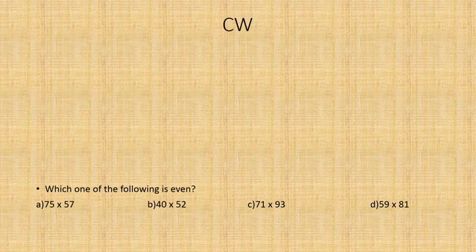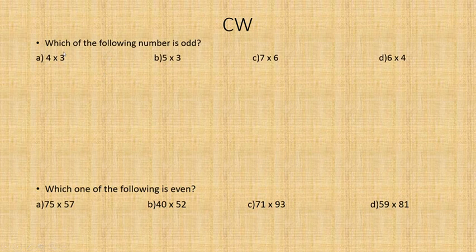Here, the classwork. Let's solve the first question. Which of the following numbers is odd? So I will try. 4 times 3 equals 12. And 5 times 3 equals 15. 7 times 6 equals 42. And 6 times 4 equals 24. Which one of them is odd? So the 15 is odd, so circle it.